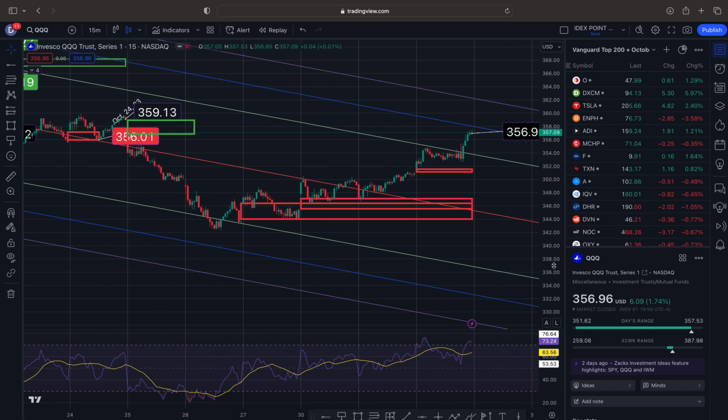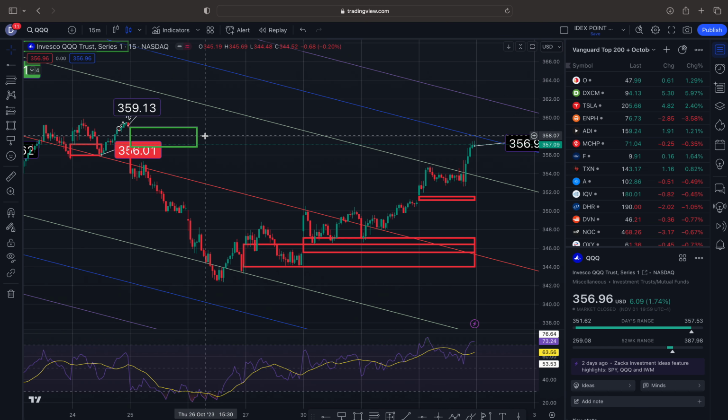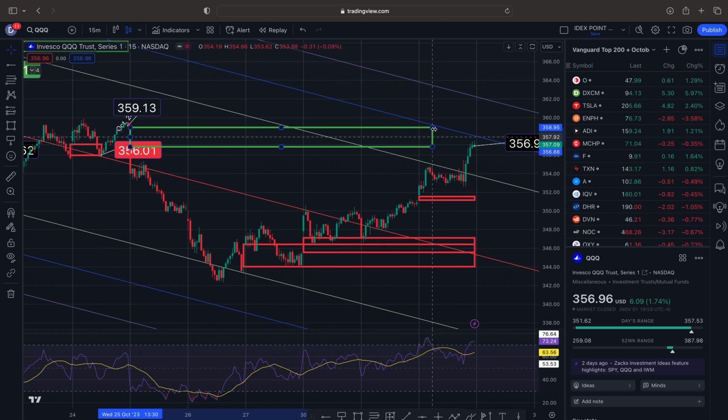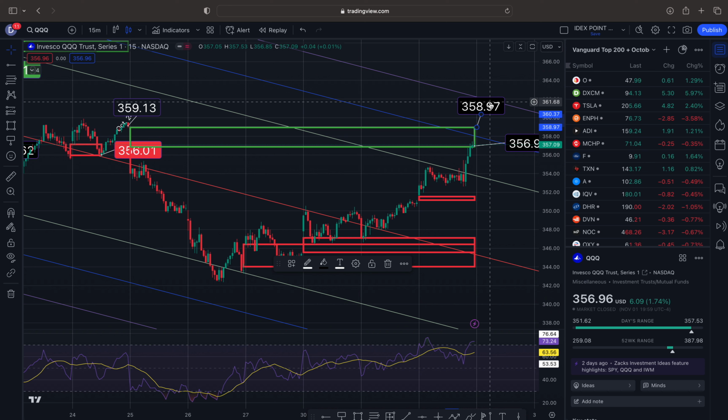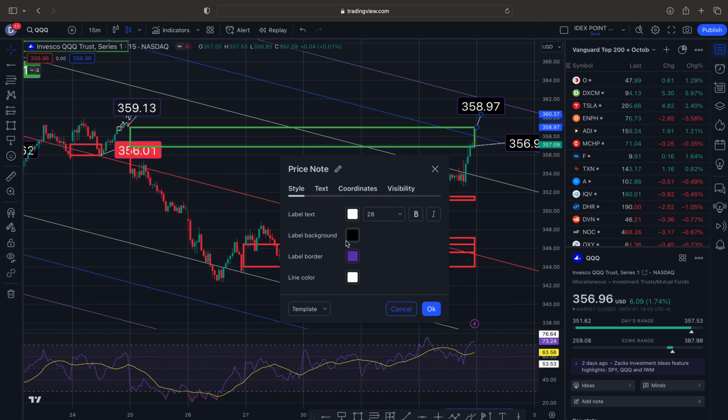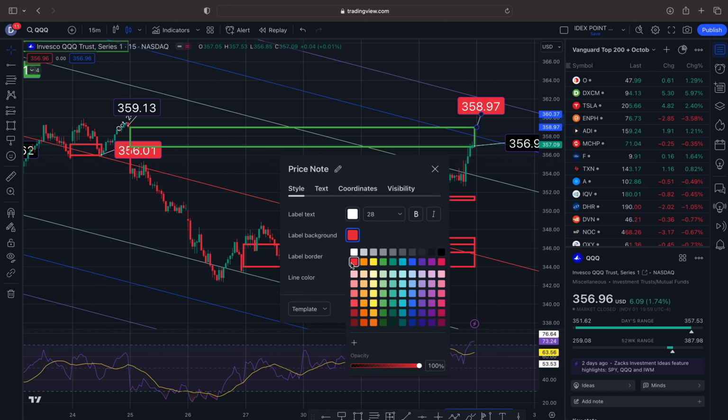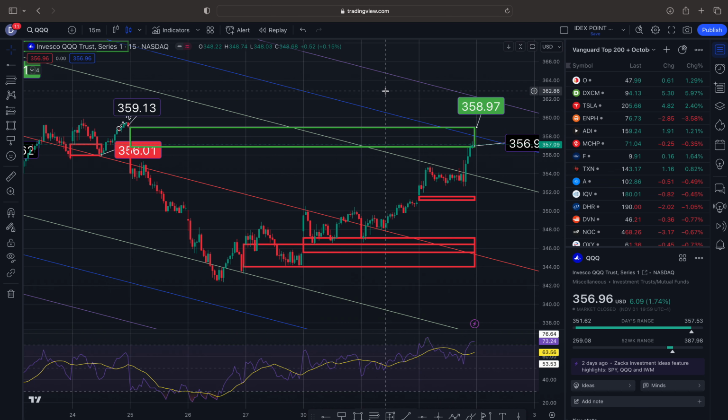This gap that I marked out for myself is very close to getting closed. I anticipate this will close on Thursday and then go down and then possibly hit the next leg up. And that would take us to 358.97. And I like to change that to green, because that's a gap up.